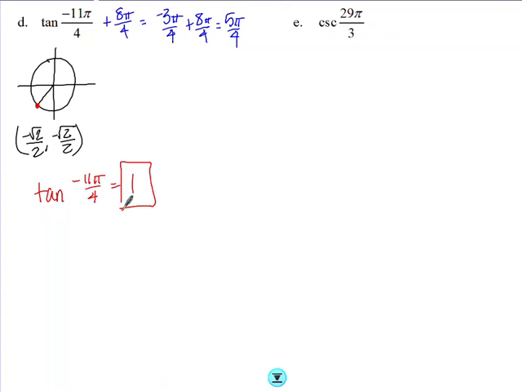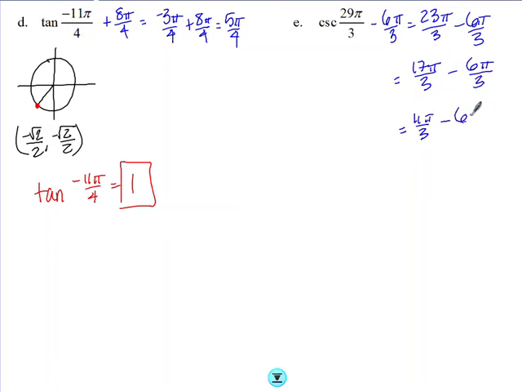Finally, we have cosecant of 29 pi over 3. Again, we need to look at the coterminal angles. So if I subtract 6 pi over 3, I get 23 pi over 3. So I need to subtract again. That gives me 17 pi over 3. Subtract again. I get 11 pi over 3. Subtract again. And I get 5 pi over 3. So I finally get a value that is on the unit circle.